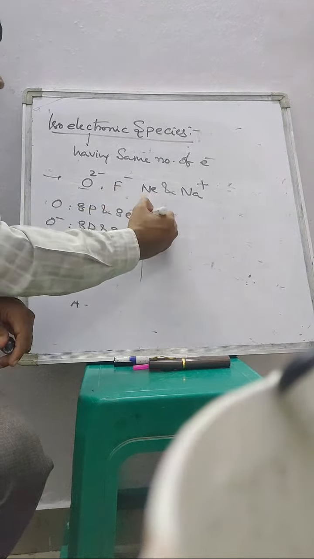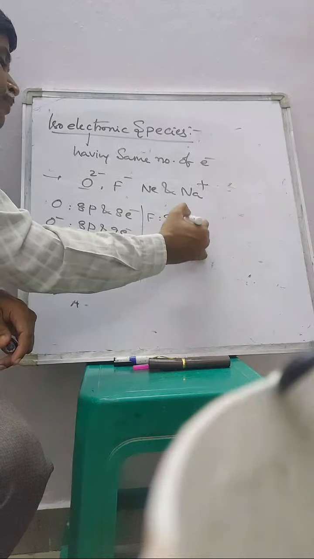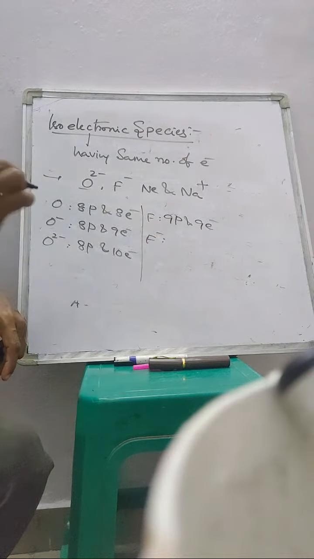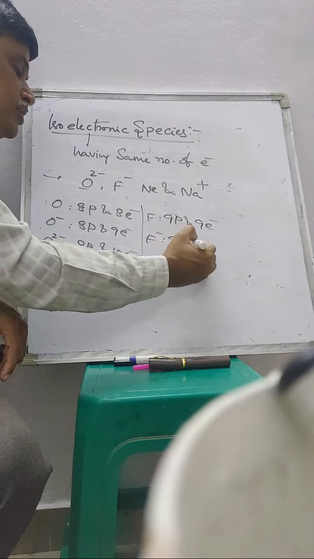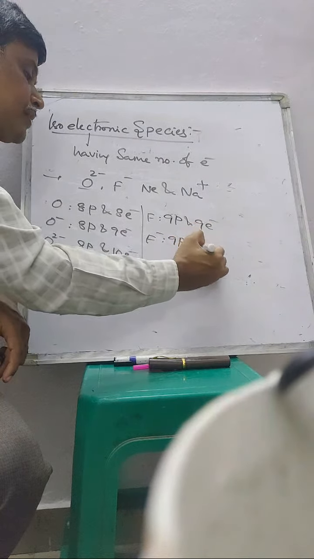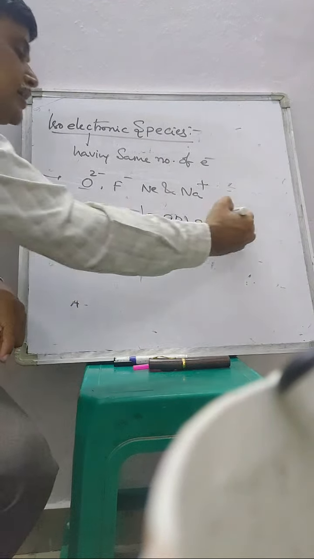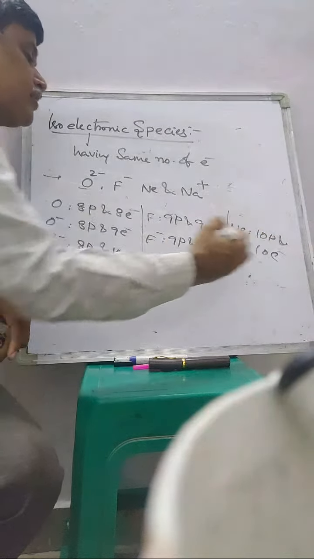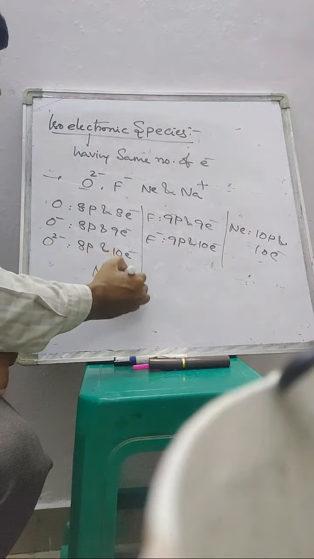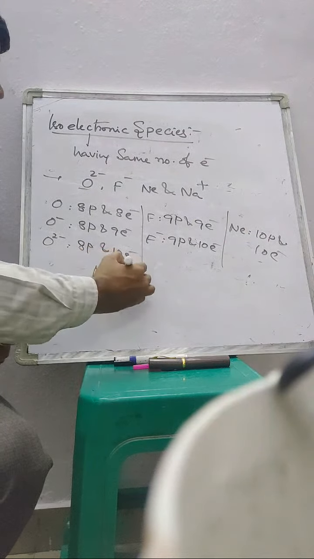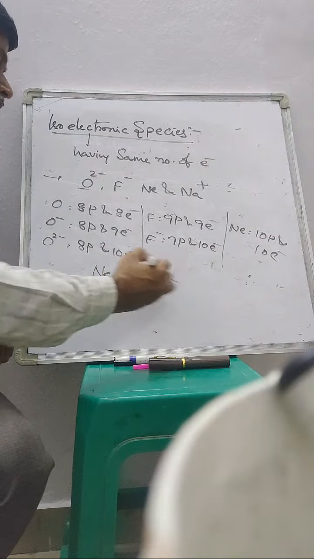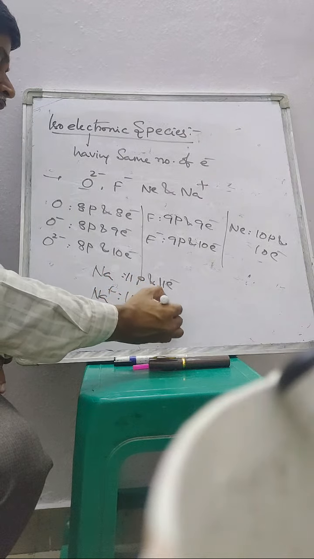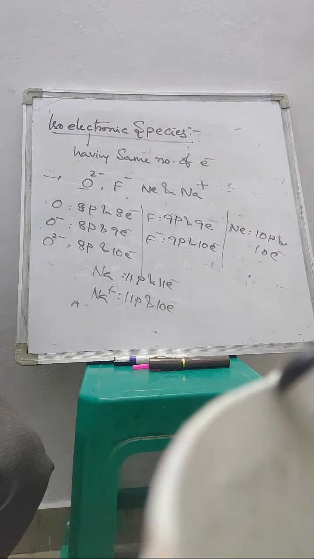If you observe fluorine, it has 9 protons and 9 electrons. So how will F minus be formed? It is formed by gaining of 1 more electron. That's why there is no change in the number of protons, but the number of electrons is increased by 1. And we know that neon has 10 protons and 10 electrons. Similarly, sodium has 11 protons and 11 electrons, but Na plus is formed by losing of 1 electron. That's why it has 11 protons and 10 electrons.